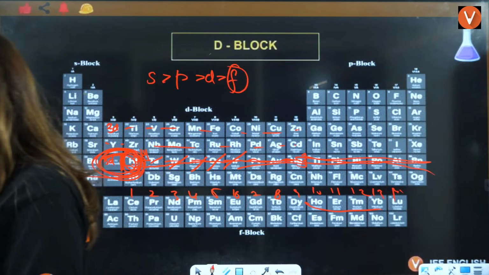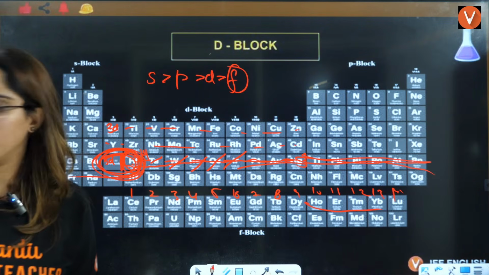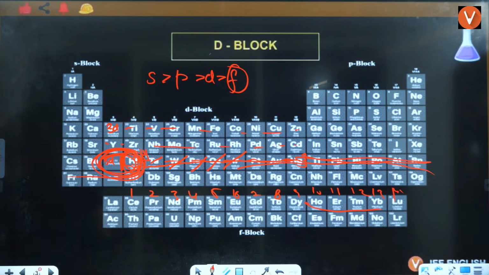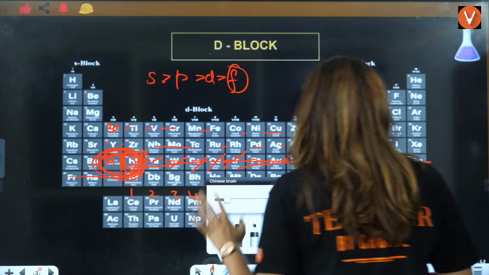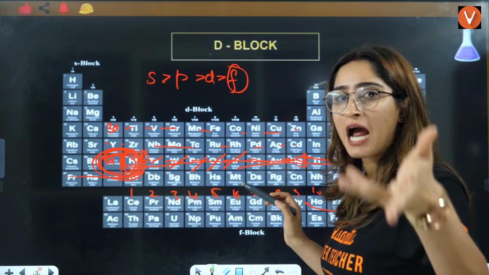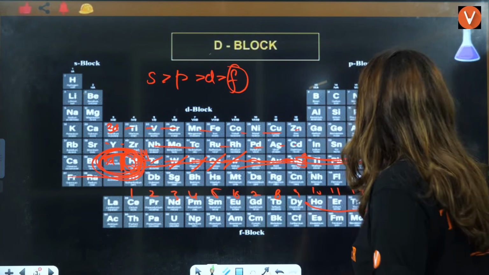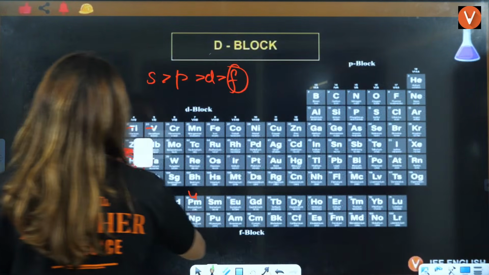Yes, everybody? Ma'am, is it necessary to remember the f-block configuration? Vamsi, yes, it is very, very important to remember that. I'll also tell you which to remember, which not to remember, when you start doing lanthanoids. For now, just tell me if lanthanoid contraction is clear to all of you or not.